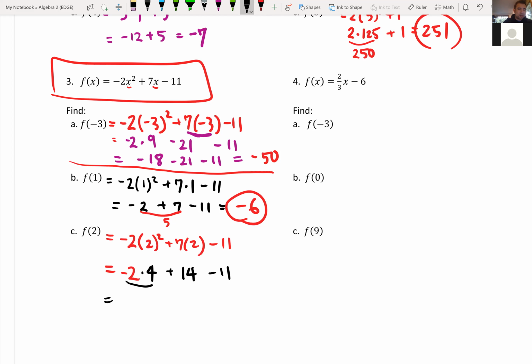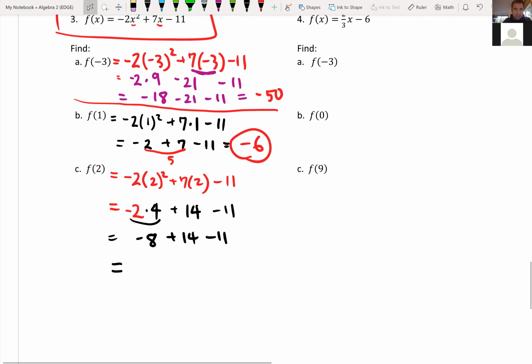Negative 2 times 4, that's negative 8. Yeah, very good. Negative 8 plus 14 is, what is that? That's a 6. That's positive 6. 6 minus 11 is negative 5. Negative 5. Okay.